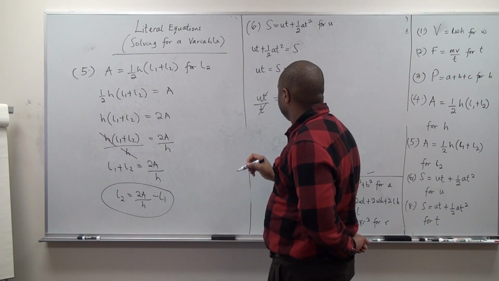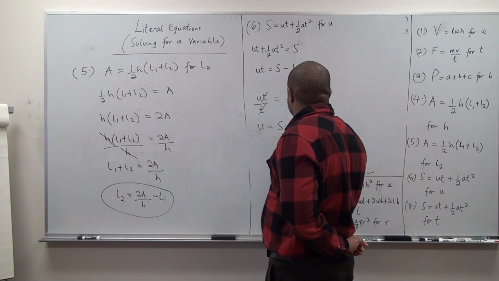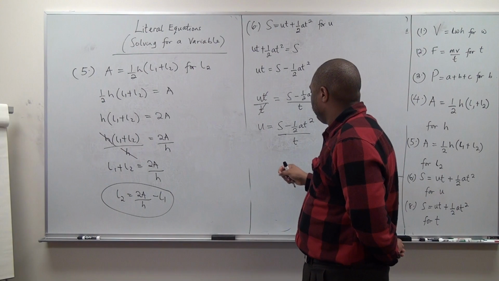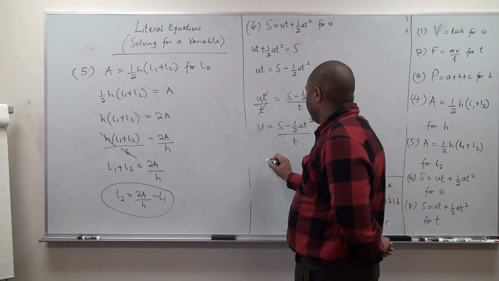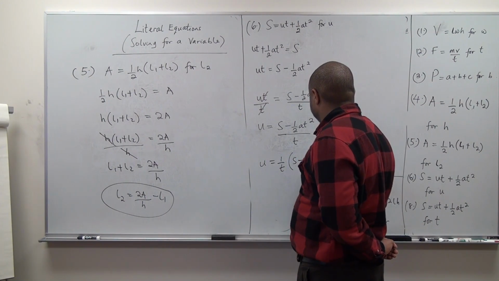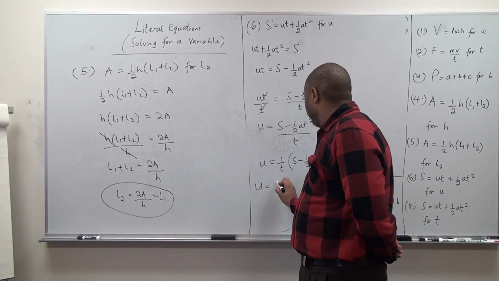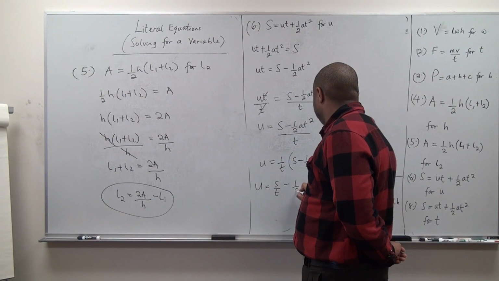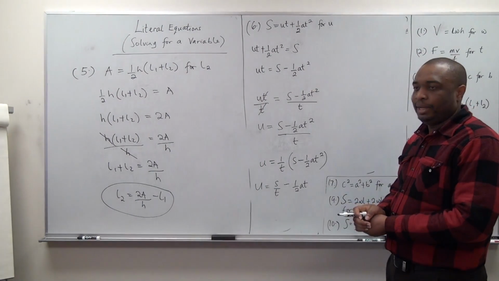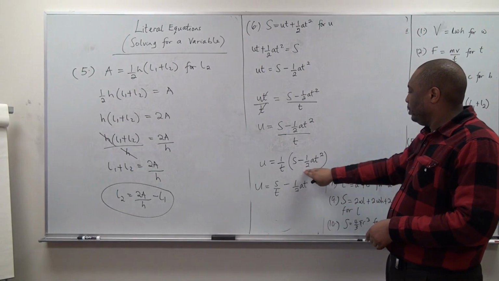So t will cross out t. So your u is equal to s minus half at squared divided by t. Some instructors might want you to simplify more, and it's not bad if they want it. You can also write u to be 1 over t times s minus half at squared. But they might still want more simplification. So you can now say that u will be equal to s over t minus half at. Whichever way, these are all correct, but some instructors might not mind you leaving it one way, or they want you to leave it that way.